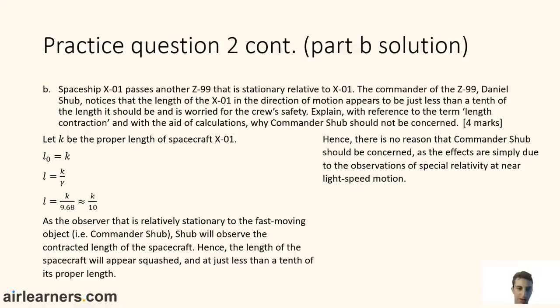So in terms of mark allocation, probably get a mark for your relevant calculations. And the rest, the 3 marks, should include something like a statement on stationary and fast-moving objects, which is this first sentence here, and the observation of contracted length. So then you apply what you've learned from your calculations there, and then say whether they should or shouldn't be concerned there. Those are your 4 marks.